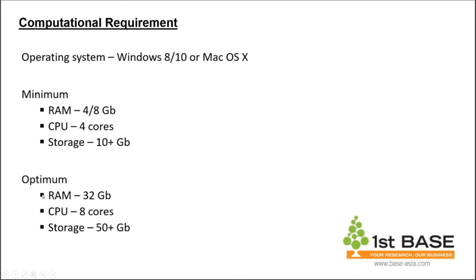For the optimum setup, you can have up to 32 gigabytes of memory, 8 CPU cores, and 50 or more gigabytes of storage. But this also depends on the number of samples that you have. If you have 1 or 2 samples, then you can go for the minimum requirement. It is also important to know the complexity of the tools that you want to choose for your analysis as well.